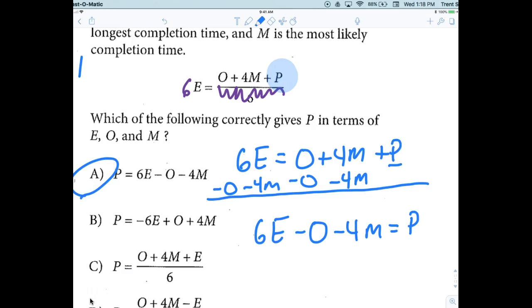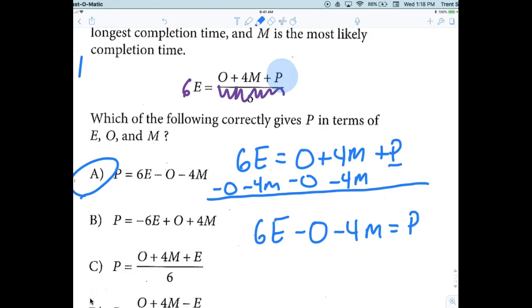Good. I don't get why you put the minus o and the minus 4m underneath the 6. Well, that's an O. If I was writing this exam, I wouldn't use the letter O, because it looks like a 0. But it's a letter. Then what? I don't get why you would put that underneath it. I'm just a little confused.